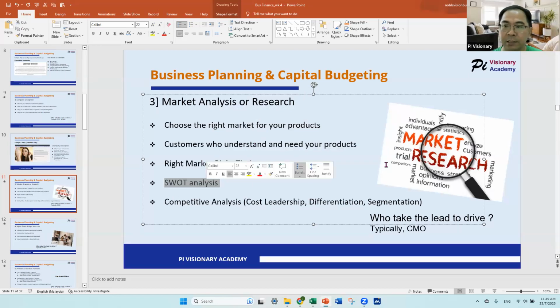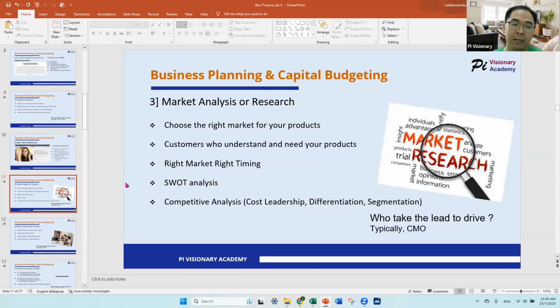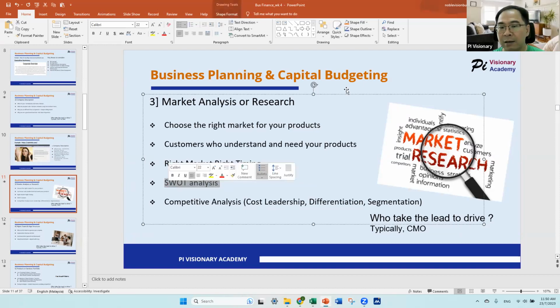For SWOT analysis, SWOT is a measurement of internal and external. SWOT stands for strength and weakness, opportunity and threat. You can Google. Now many things you can Google for the definition. But how to apply? Apply here, then it can be applied during the market research.